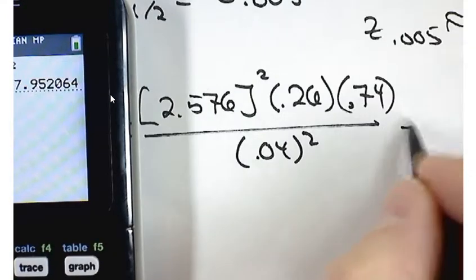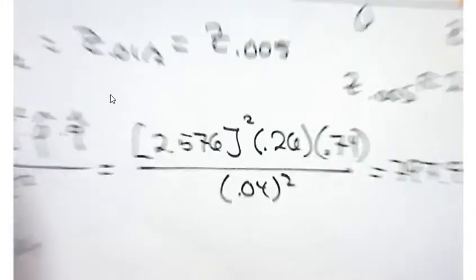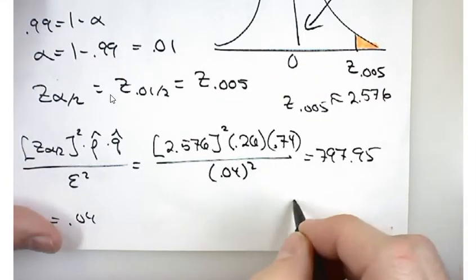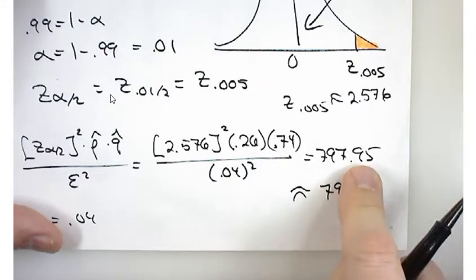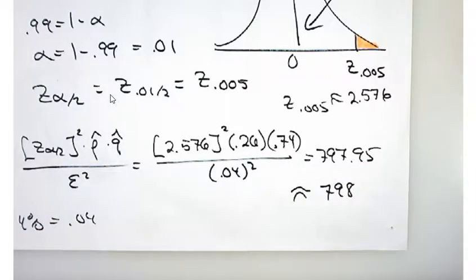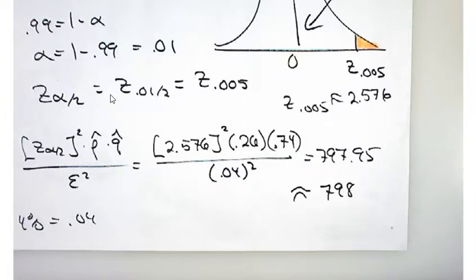So we get 797.95. Can I take 0.95 of a sample of a person or no? So what should I do with this? Round it. Now, if this is 0.95 or 0.05 or 0.25, whatever it is, you always round up in these kinds of calculations. I know that a lot of people are used to that 0.5 rule, but in these calculations, you always round up. So if you get a decimal at all, go to the next whole number.